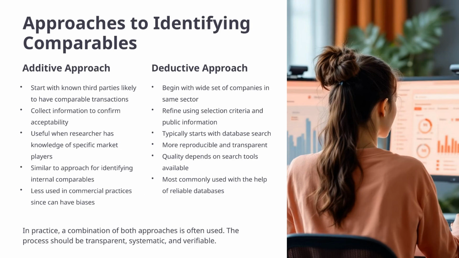The additive approach begins with known third parties most likely to have comparable transactions, then collecting information to confirm acceptability. It's useful when specific market players are known, but less common due to potential biases. The deductive approach starts with a broad set of companies, refining through selection criteria and public information, often using databases. The deductive approach is most widely used. Combining both ensures transparency and verifiability.